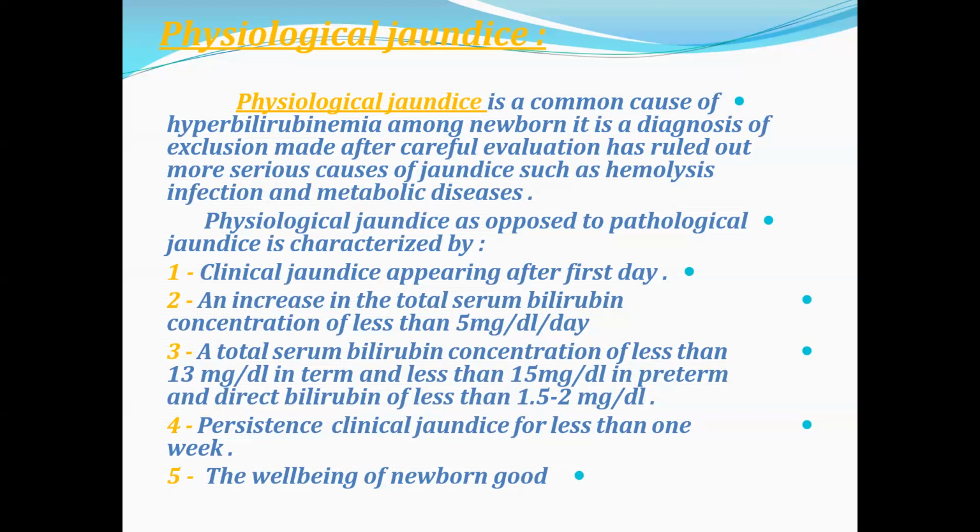Total serum bilirubin concentration should be less than 13 milligrams per deciliter in term, and about 15 milligrams per deciliter in preterm. And importantly, direct bilirubin should be less than 0.2 milligrams per deciliter all the time. So the level of bilirubin even in physiological jaundice is higher in the preterm. Why? As we say, due to the lazy glucuronidase enzyme in the liver.